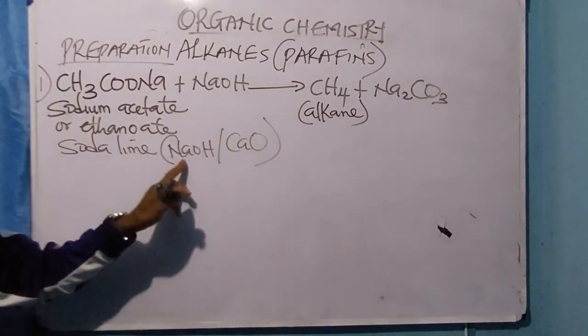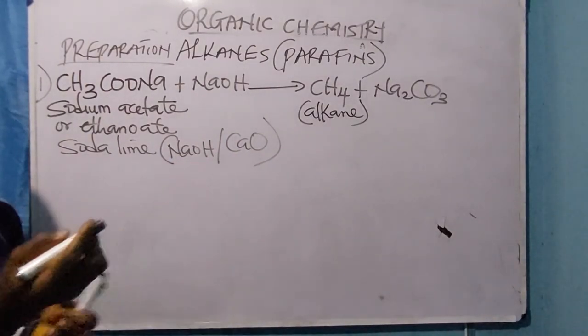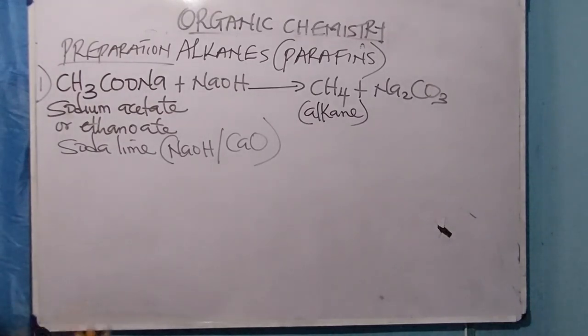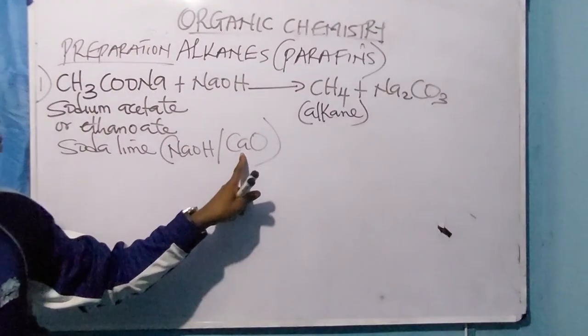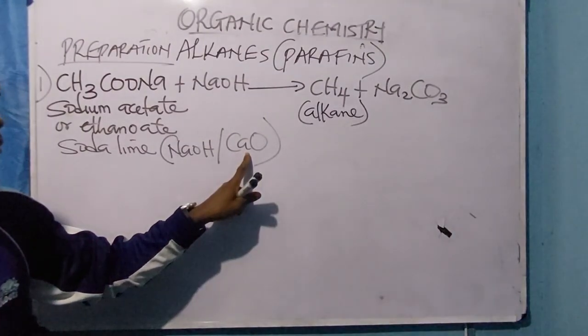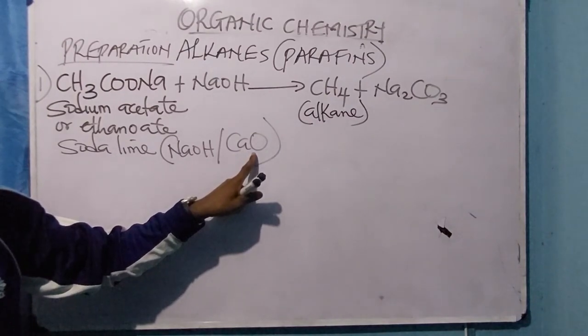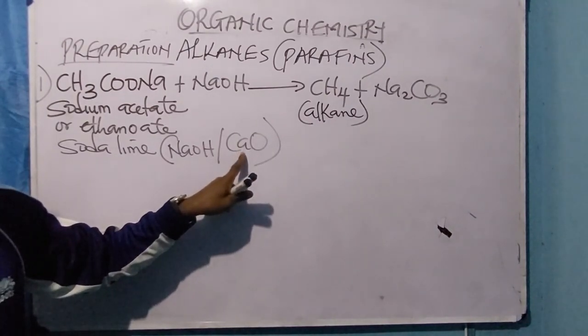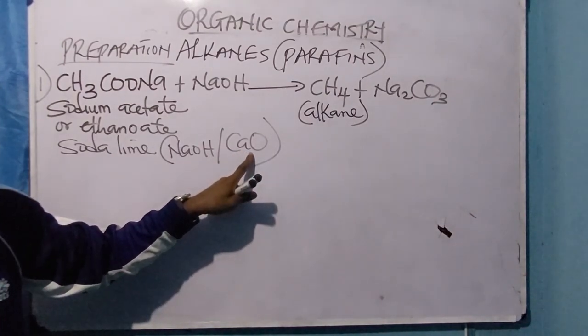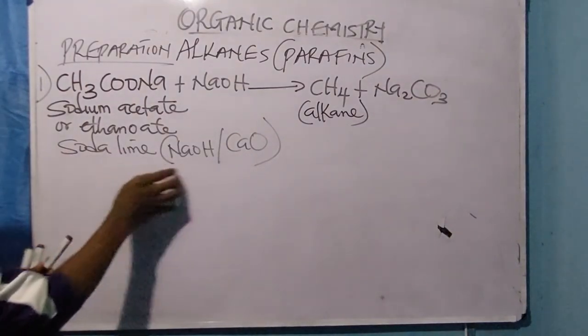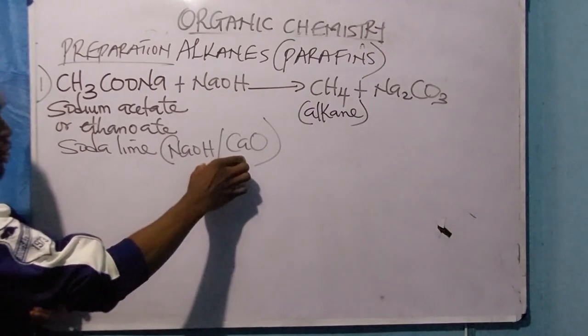Quicklime. It is called caustic soda because it is detrimental to the skin. It causes injuries or it harms the skin. The quicklime is the only drying agent for ammonia. Okay, quicklime and silica gel can dry ammonia. So please take note of that. Now, soda lime is a mixture of caustic soda and what?